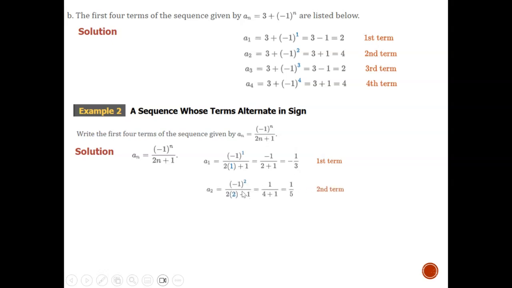Now a2: I'm going to plug in 2 for the n in the given sequence. It's going to give us 1 over 4 plus 1, which is equal to 1/5.